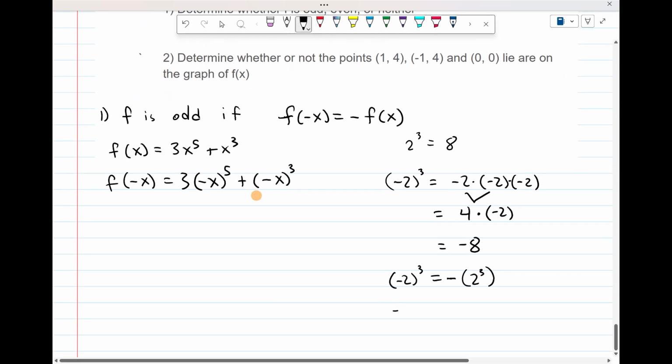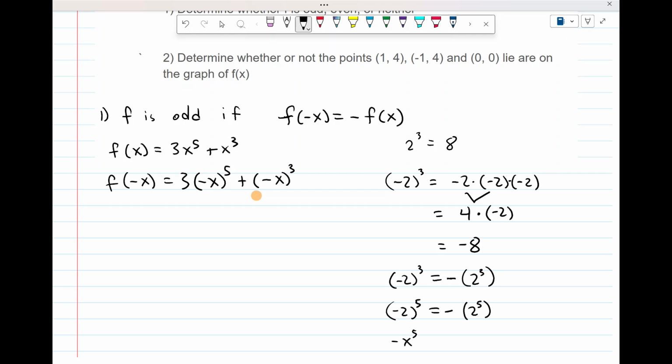If we did negative 2 to the fifth, for example, we could go through the same process. We would find that that is equal to negative whatever 2 to the fifth is. Okay? So the general rule is if we have an odd exponent, such as negative x to the fifth, that will be the same as negative x to the fifth, which would be whatever that number is raised to the fifth power, and then we make it negative, or we change the sign.